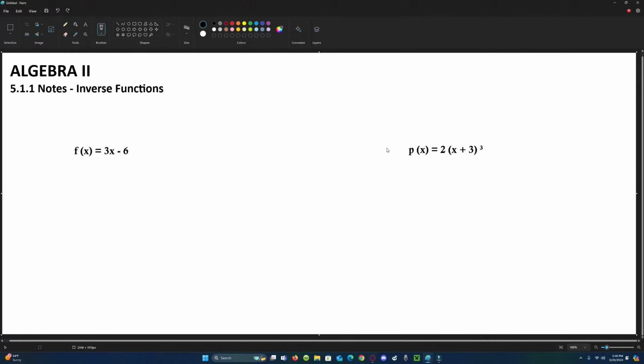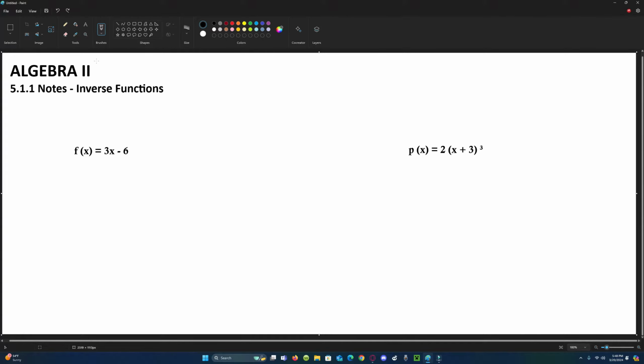Okay, so I wanted to make a video on Algebra 2 5.1.1 notes, inverse functions. We learned this on Tuesday. I'm taking this from Shanlek's class, just for context. This is something new that we're learning, so I wanted to explain it in a way that some people might be able to understand, because I understand that these might be hard for some people.